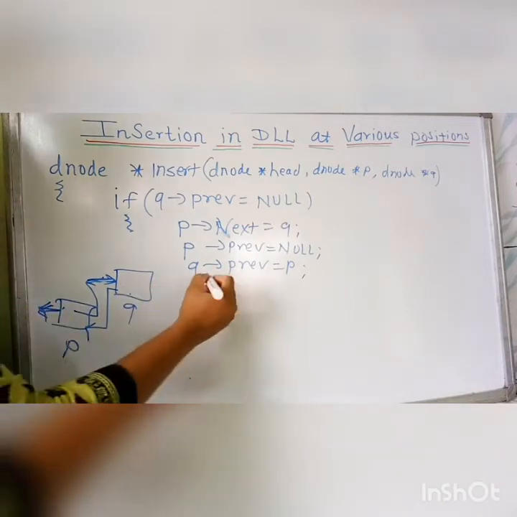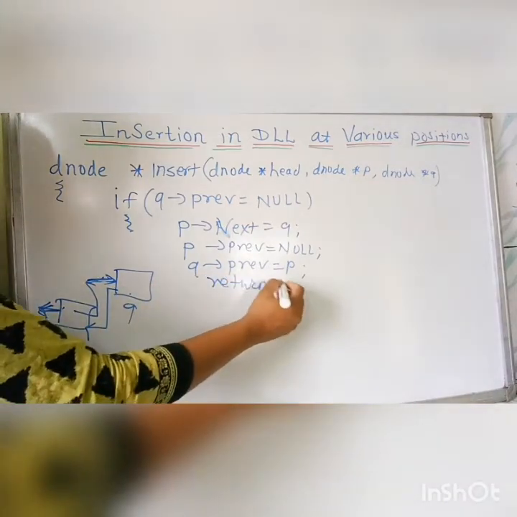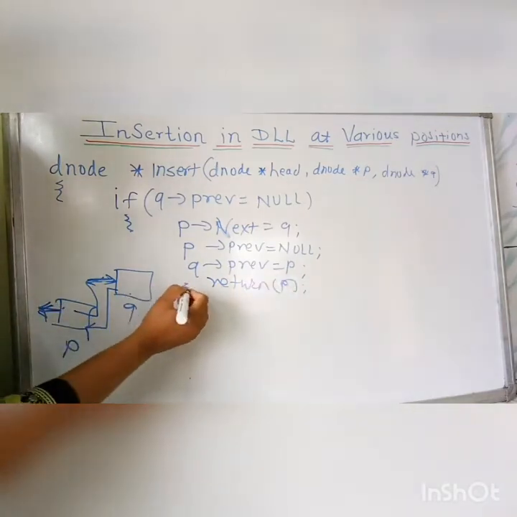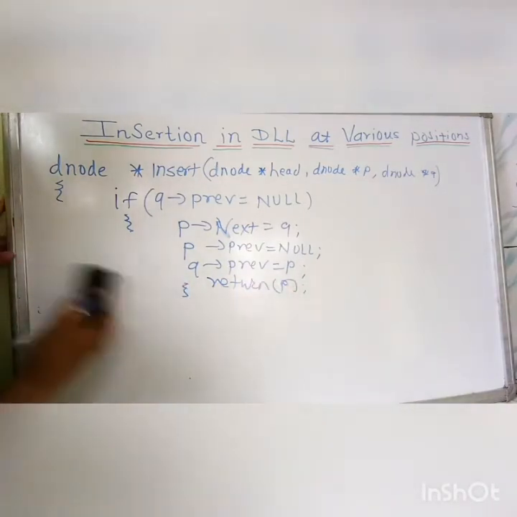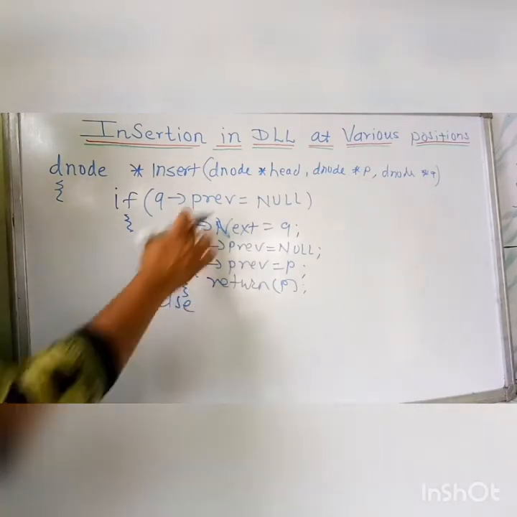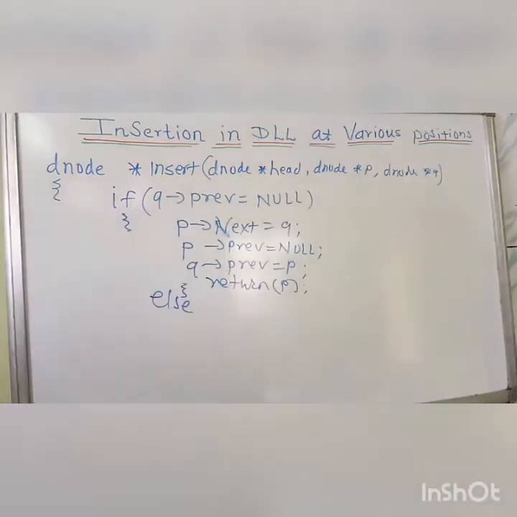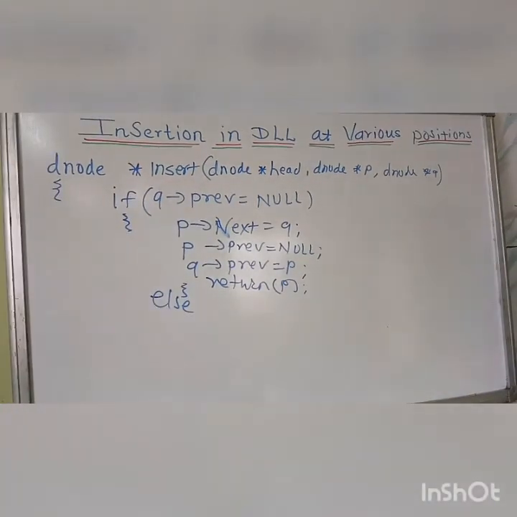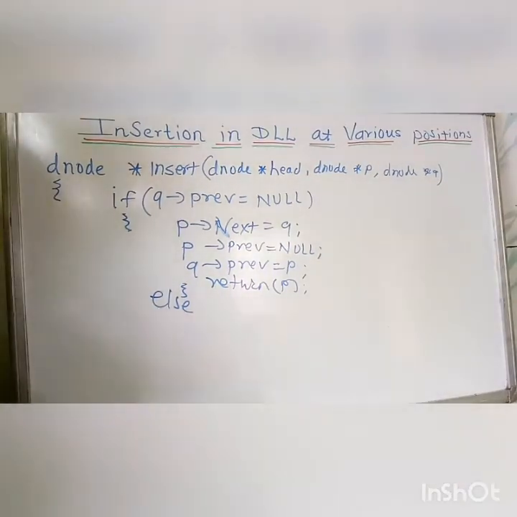So we will here return the P. Okay, and that completes this if block. So it is the insertion at the beginning. But if it does not contain the previous pointer as null, means it is going to insert in another position rather than the first position. So whatever will be the point or the node, at first position, second position, third position, we have to follow the same procedure.